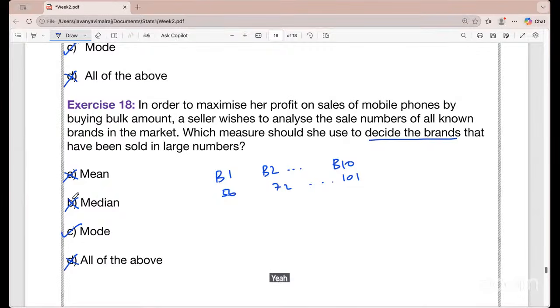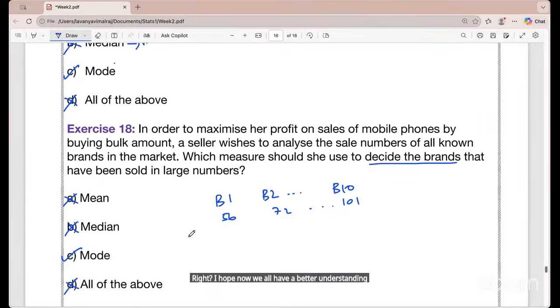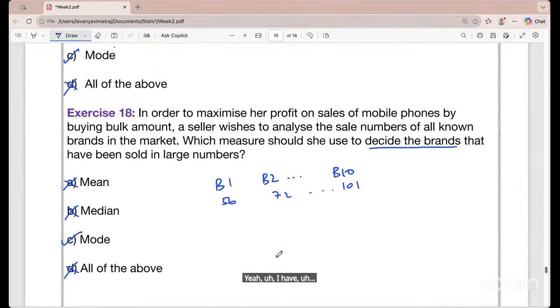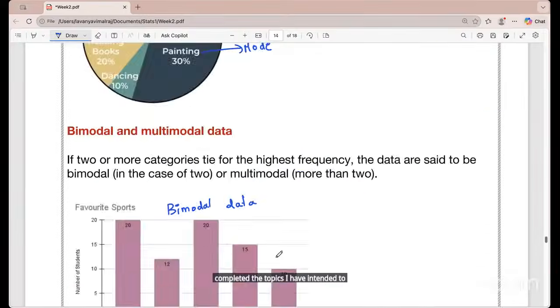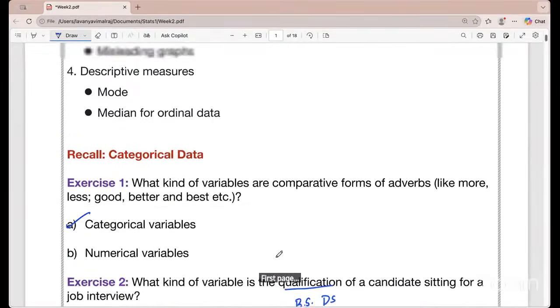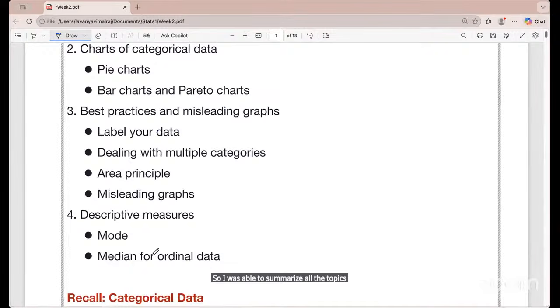Yeah, good, very good. So now we all have an understanding of what median and mode are and where they are used, right? I hope now we all have a better understanding of these two concepts. I have completed the topics I intended to cover. So going back to the first page, I was able to summarize all the topics presented here.